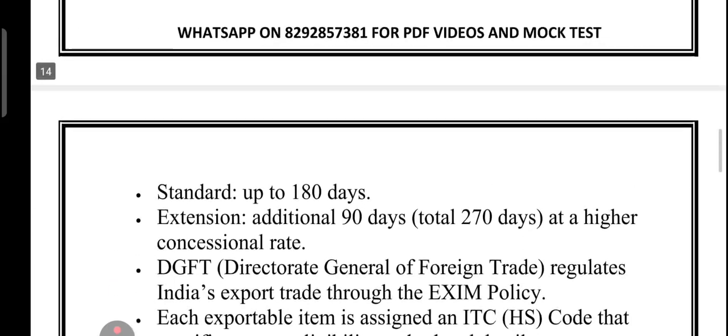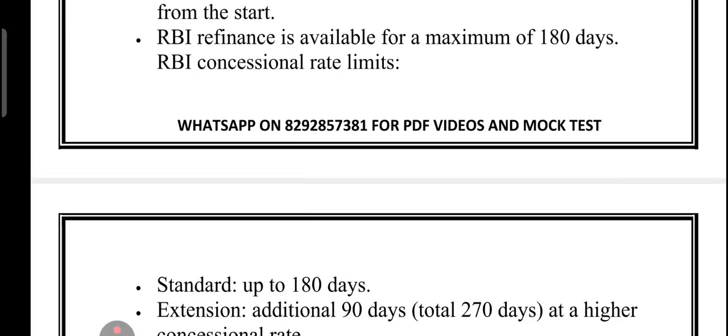Now let's talk about the RBI refinance and interest rate. RBI provides cheap funds to banks so that they can lend to exporters at the concessional rate, and the standard limit is up to 180 days, with an extension of an extra 90 days, making a total of 270 days, but at a slightly higher concessional rate.